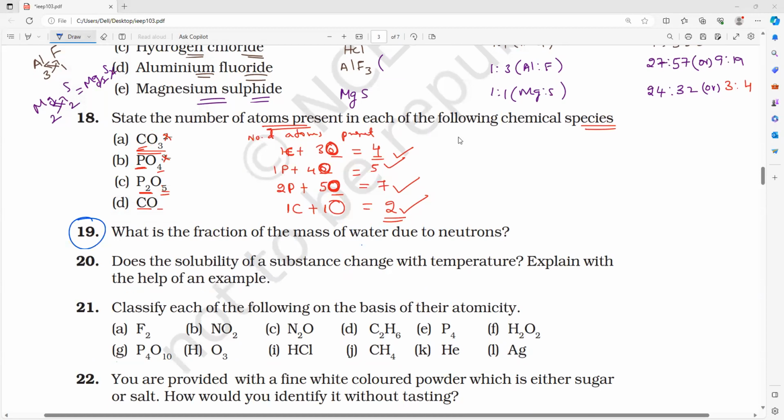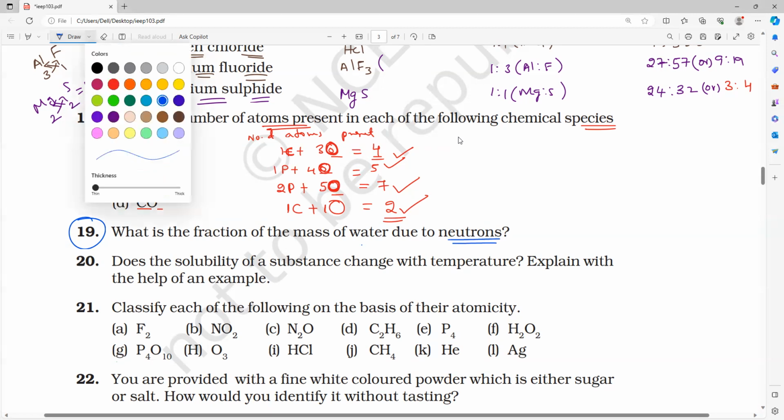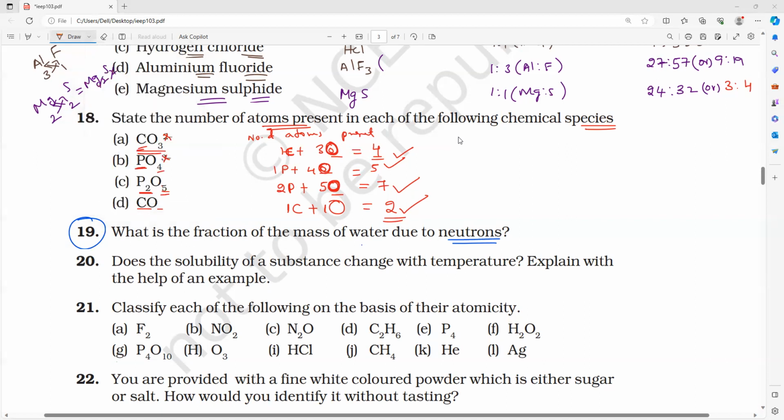Jayan, I am not hearing Jayan. Okay, what is the fraction they're asking? What is the fraction of the mass of water due to neutrons? You might be seeing a question like this for the first time. I don't expect anybody has solved it. So it's a very simple question. First let us see. Mr. Lingesh is saying it is 0.44. Let us see, Mr. Lingesh, we'll solve it. Okay, fraction they are asking, Lingesh. So fraction means you have to say what?